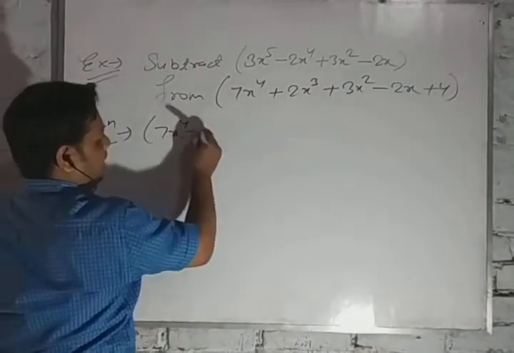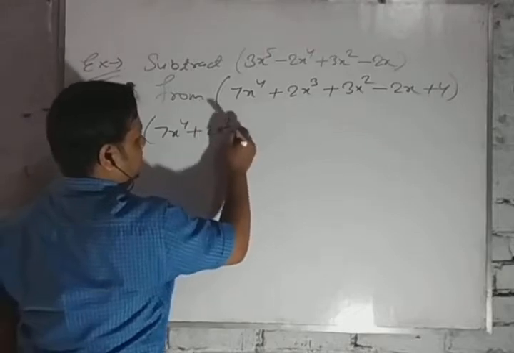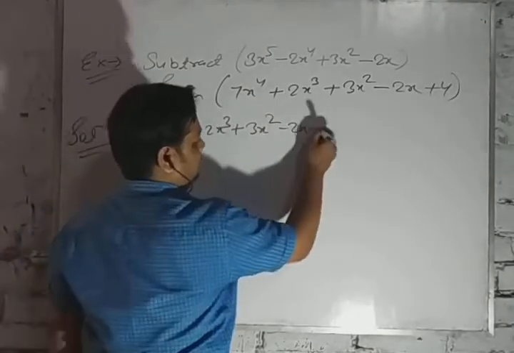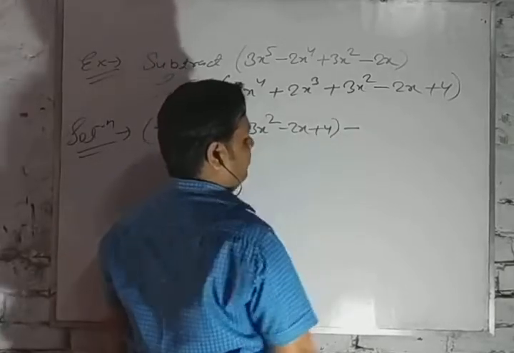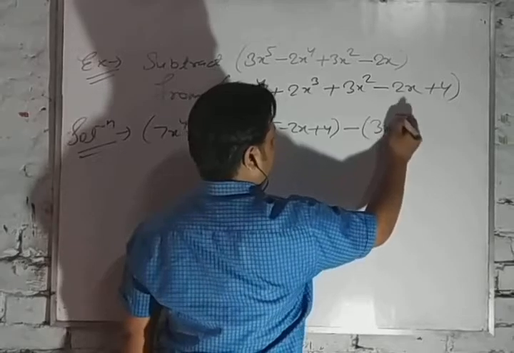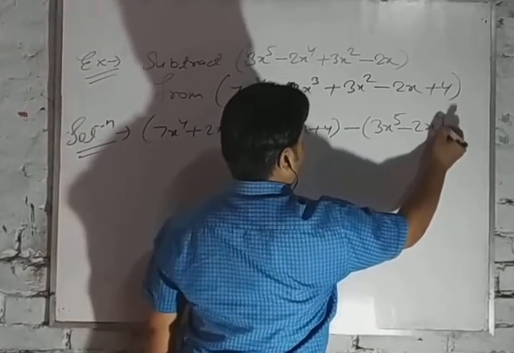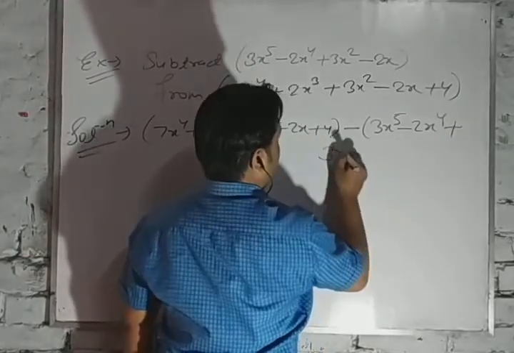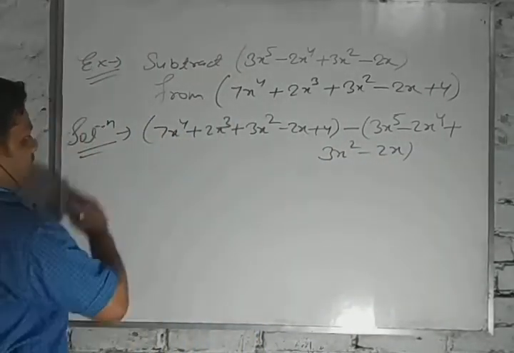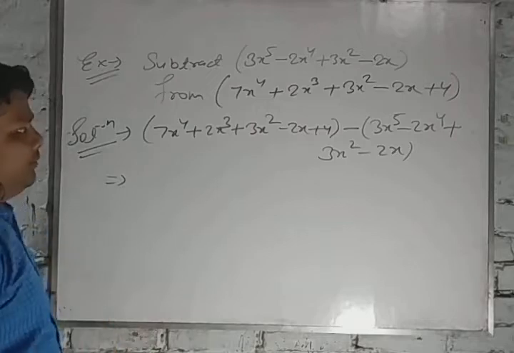At first, we have to keep it in bracket. It is very necessary to keep it in bracket in the first line. Now, in between we will write a minus sign because it is subtraction. Now we will write 3x to the power 5 minus 2x to the power 4 plus 3x square minus 2x. Okay. Now let's remove the bracket.